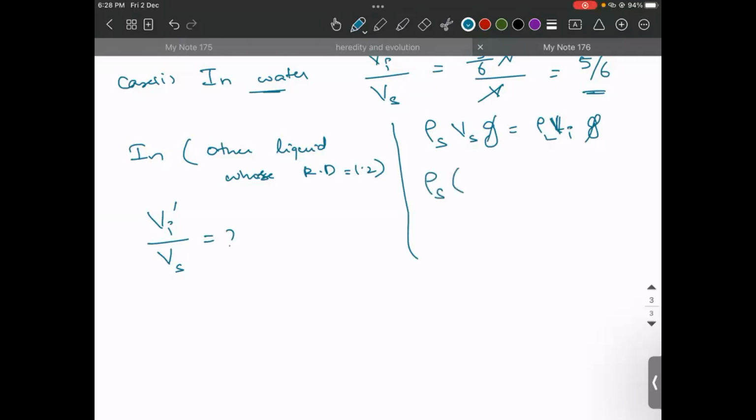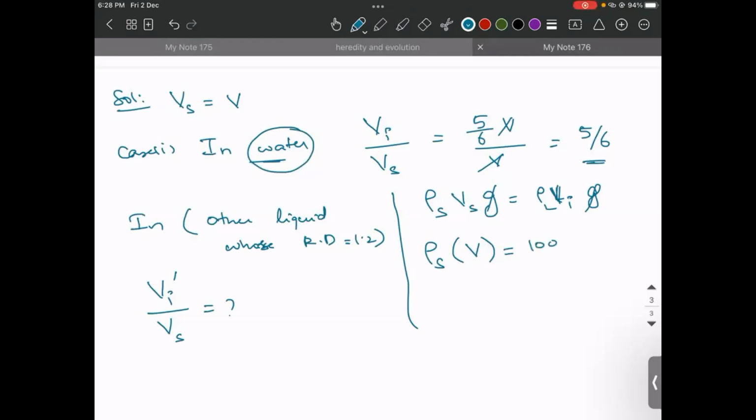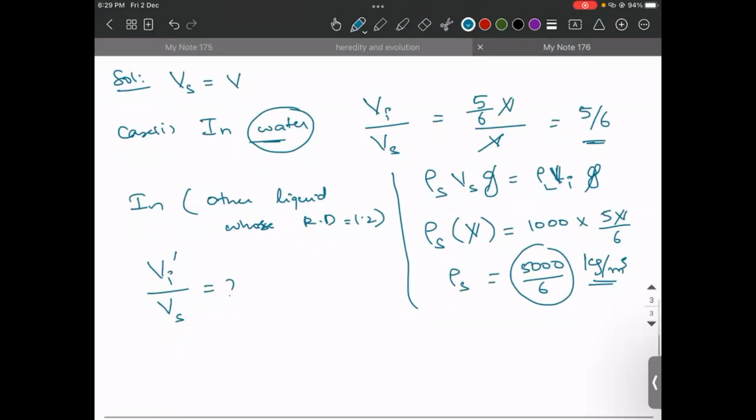So density of solid, I'll write it as rho S, and the volume of the solid is obviously V. This will be equal to, tell me, what is going to be the density of the liquid in the first case? Water. So 1000 into what is the volume of the immersed portion? It is 5 into V divided by 6. So V and V should get cancelled. What should be the answer for the density of solid? So density of solid will be equal to 5000 divided by 6 kilogram per meter cube. Is this point clear? Yes, sir.